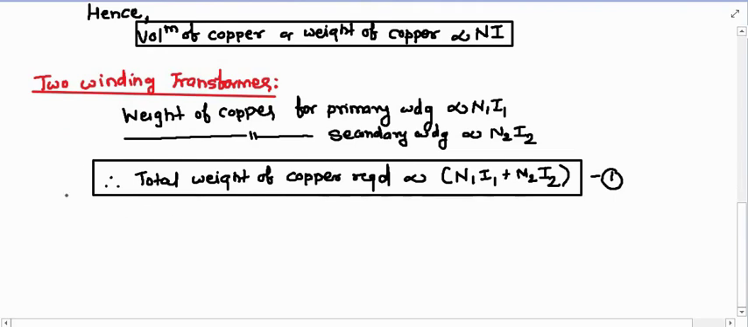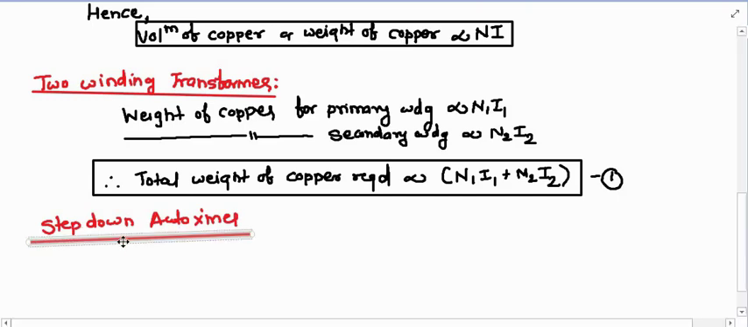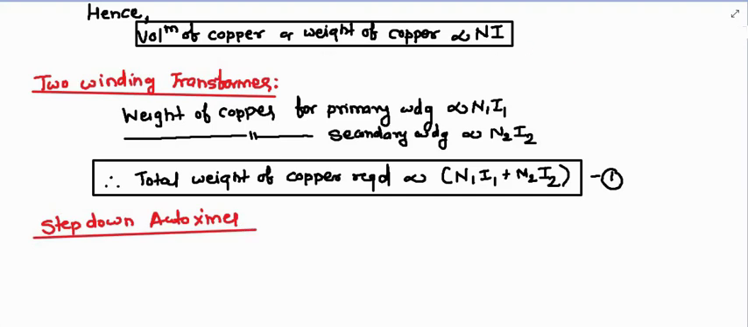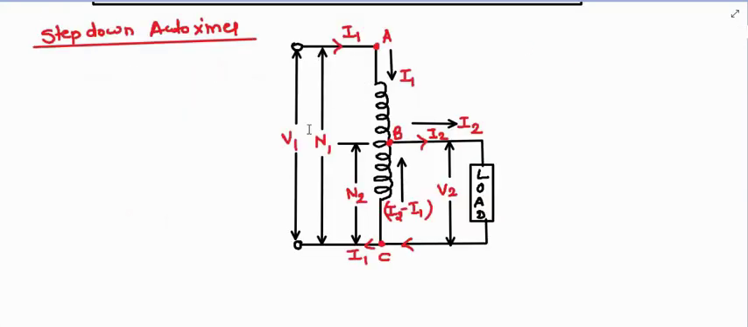Now I will consider the step down auto transformer first. Step down means my primary winding has more number of turns, whereas my secondary winding has fewer turns, right? So I have considered the step down transformer here. The current distribution in the winding is shown in my figure.